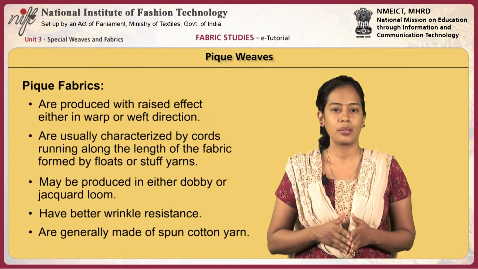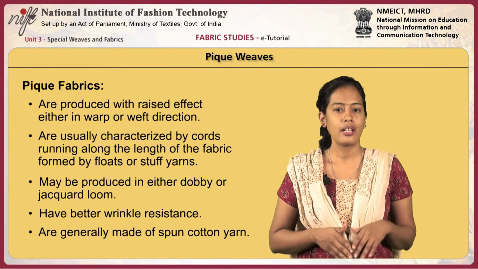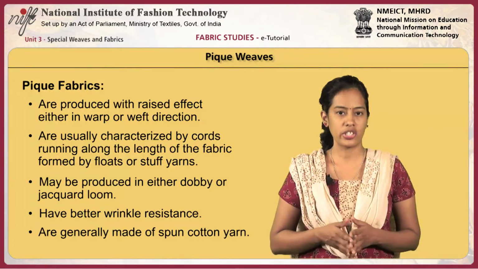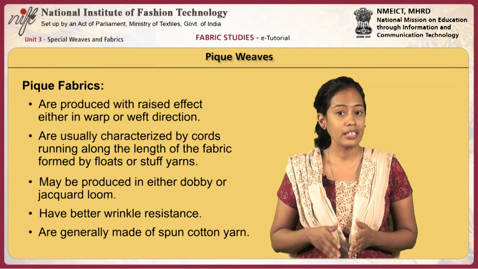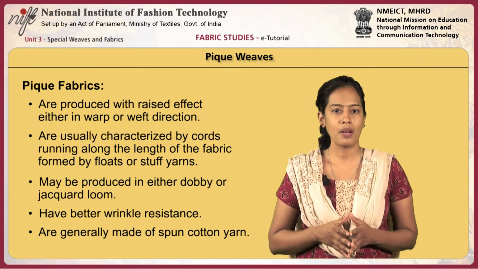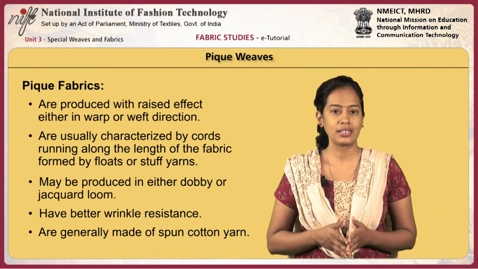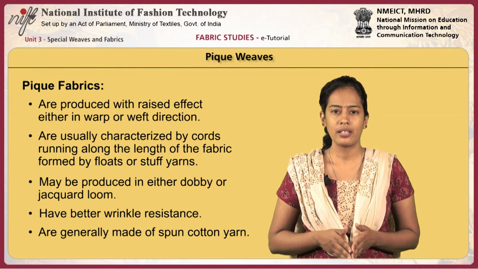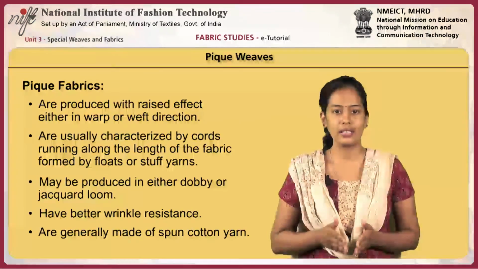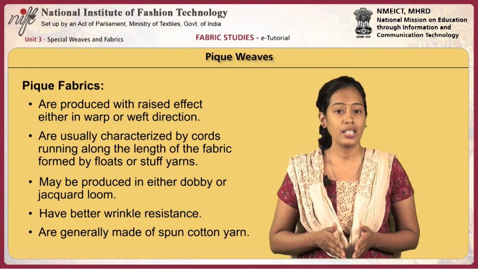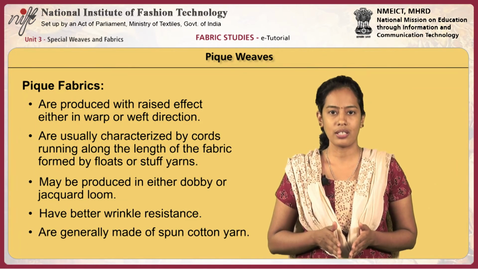Piqué fabrics are produced with a raised effect either in the warp or weft direction. They are usually characterized by cords running along the length of the fabric formed by floats or stuffer yarns. They may be produced on either a dobby or jacquard loom. They have better wrinkle resistance and are generally made of spun cotton yarn.